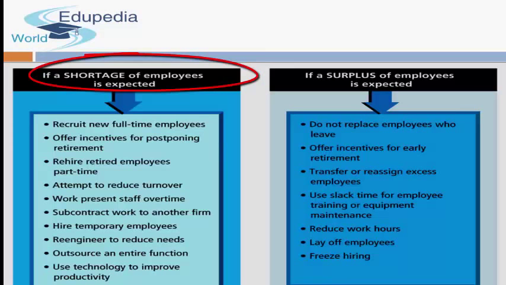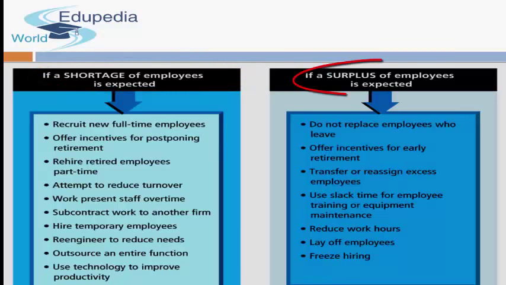Use technology to improve productivity, which is self-understood that in case the productivity of the organization is not that much and you need surplus employees, you might even replace employees with some machinery and some better technology, which increases the productivity of the organization.